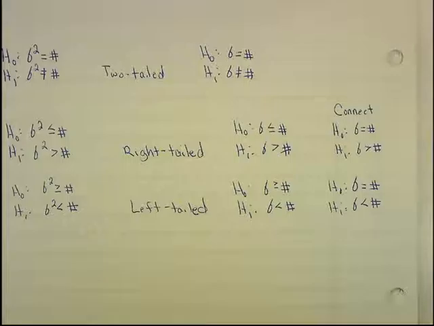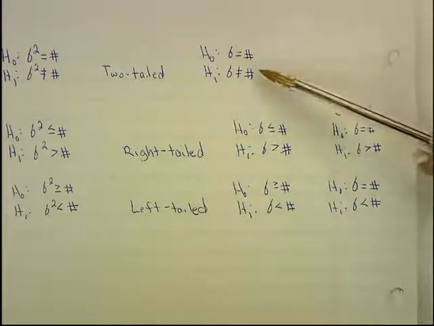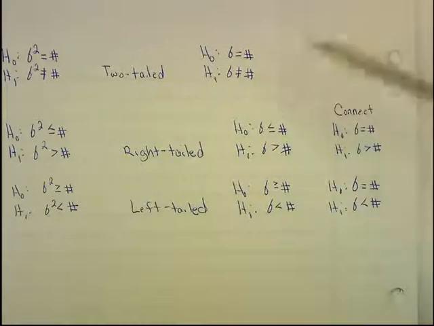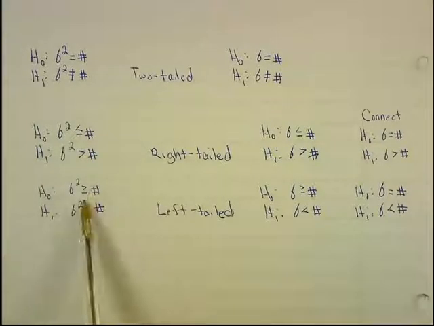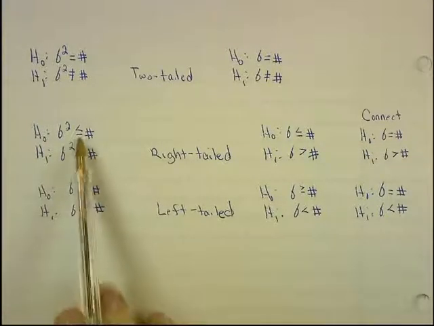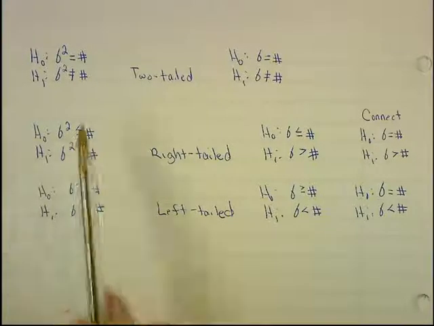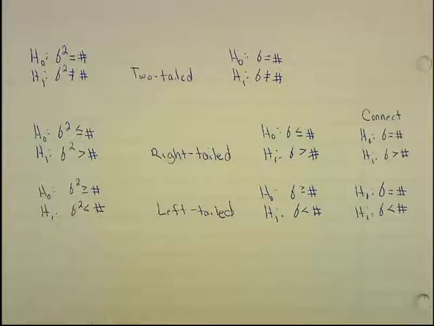Remember, the new edition of the textbook always has equality in the null hypothesis, which is H sub 0, regardless if it is two-tailed, right-tailed, or left-tailed. I prefer the symbols less than or equal to, greater than or equal to, because some of the word problems use phrases like at most, less than or equal to, and at least, greater than or equal to.